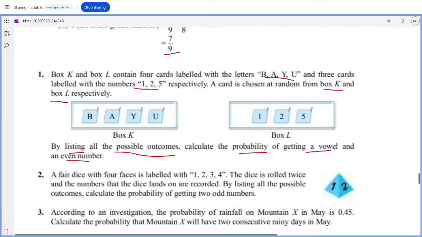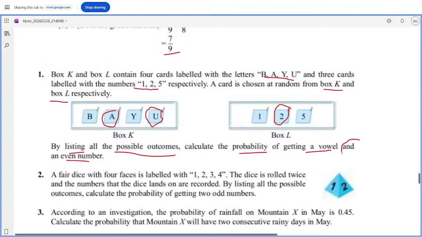Okay, vowel guys, may I know where is the vowel? Box K, can you list? Make sure you guys know all this. Very good. Okay, sometimes basic stuff also people don't know. Make sure you guys know difference between vowel and consonant. Okay, A and U, and then even number guys over here. Yes, very good. Okay, it's a 2. So now you already identify. So now you list.